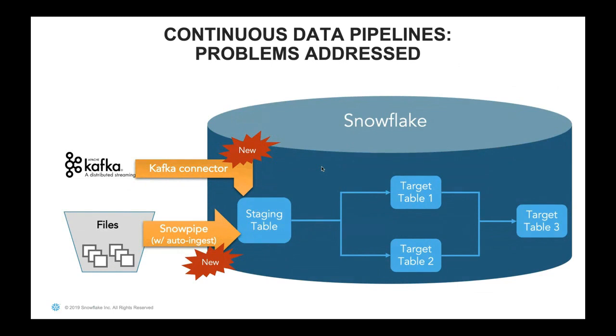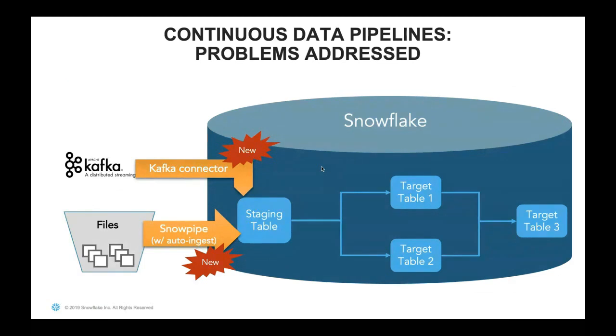we have introduced two new capabilities. One is the Kafka connector, which allows customers who are using Kafka to load data or ingest data into Snowflake in a continuous manner, as well as Snowpipe auto ingest. That's a new capability which will allow you to load data continuously into staging tables.